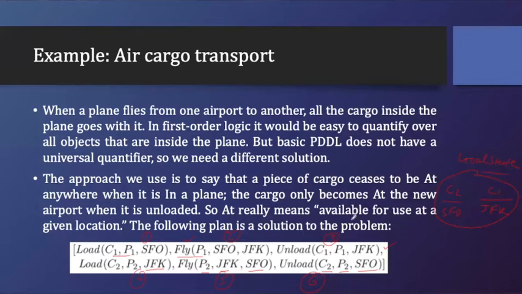So "at" really means available for use at a given location. The following plan is the solution for the problem. So this is the solution for the problem that we have just seen, right? So this is one example of how we can do the planning.